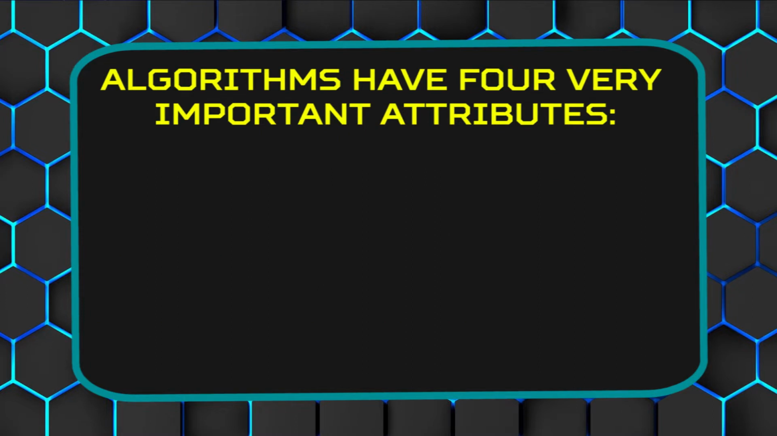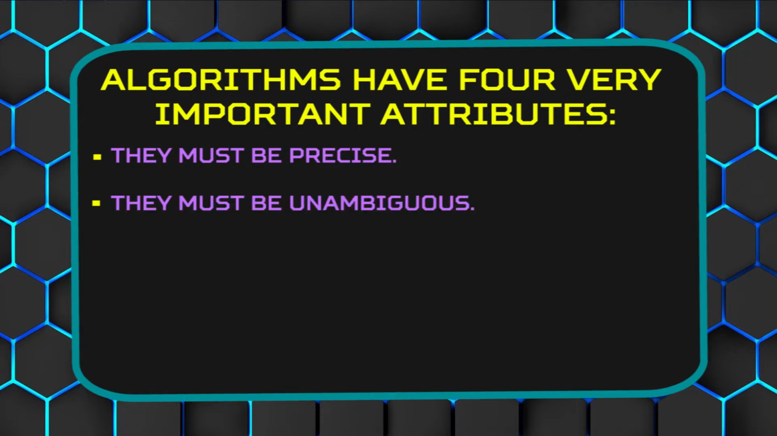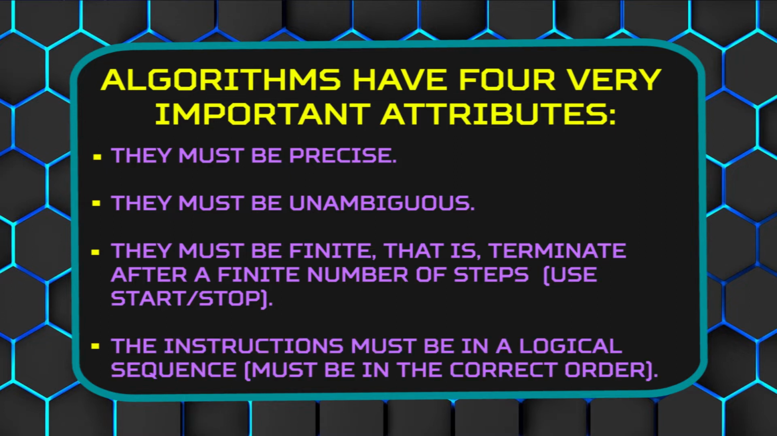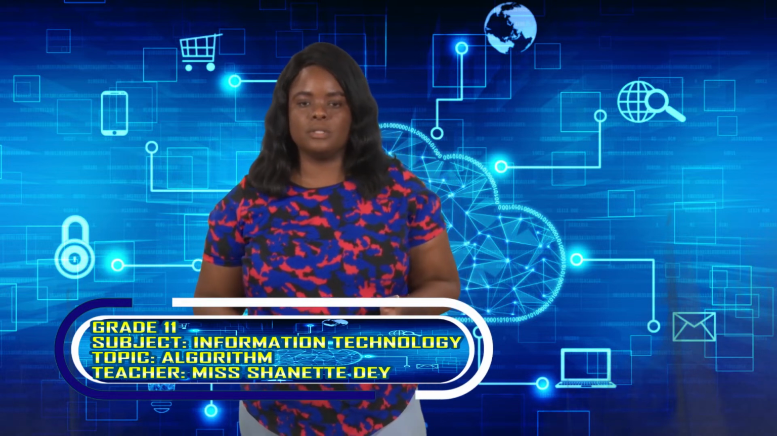Now, algorithms have 4 very important attributes. 1, they must be precise. 2, they must be unambiguous. 3, they must be finite, that is, terminate after a finite number of steps. Use start or stop. 4, the instructions must be in a logical sequence, or must be in the correct order. Now that we have an understanding of what algorithms are and their attributes, bear those things in mind.